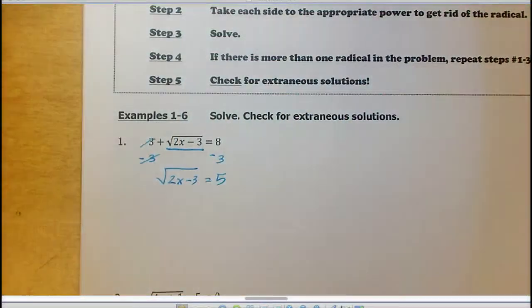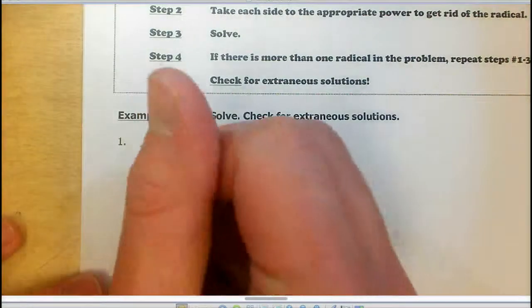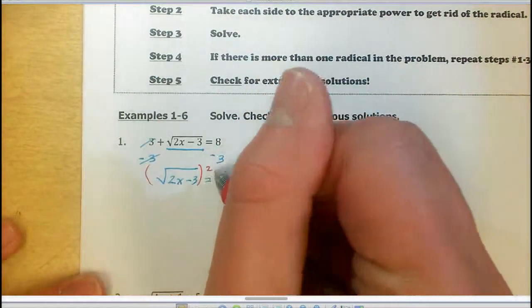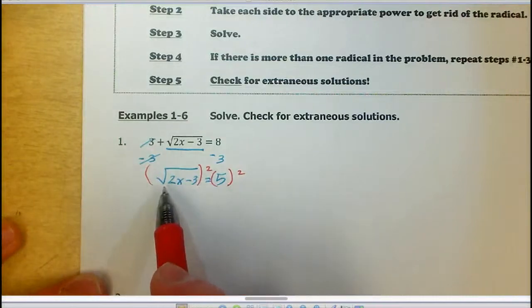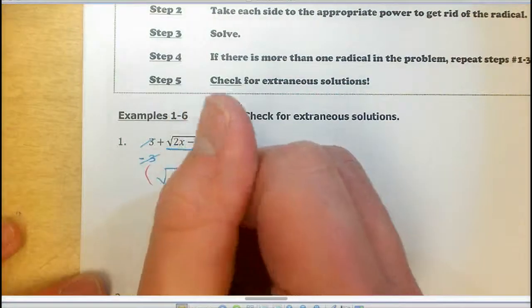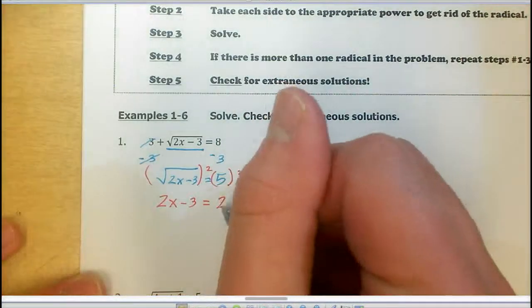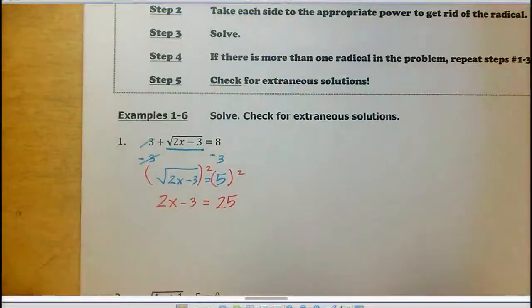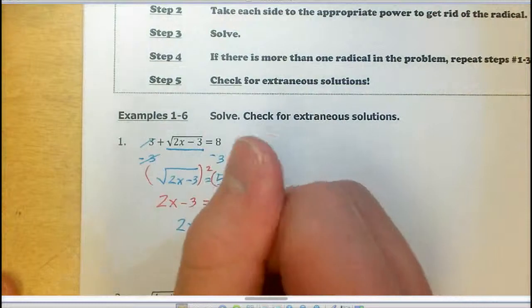Once you get the radical part by itself, then to undo a radical, you need to take the radical to the power of the index. So to undo a square root, we need to take both sides to the second power. So I'm going to do that. Squaring a square root will just cancel out the square root sign, so we're left with 2x minus 3 equals, and then we know 5 squared is equal to 25. Now we're just going to solve this like normal. This would give us 2x equals 28, and so x is equal to 14.